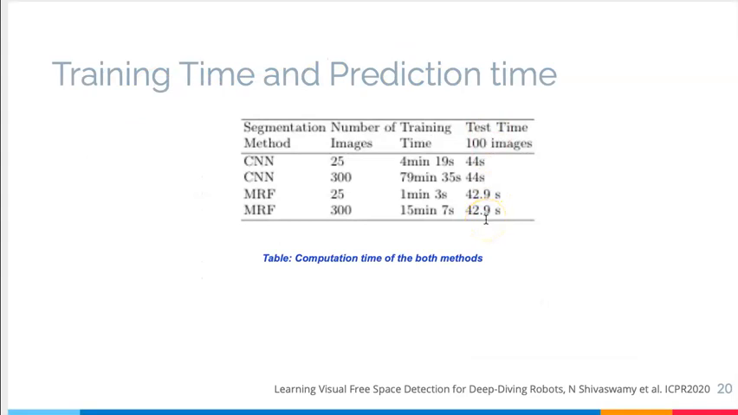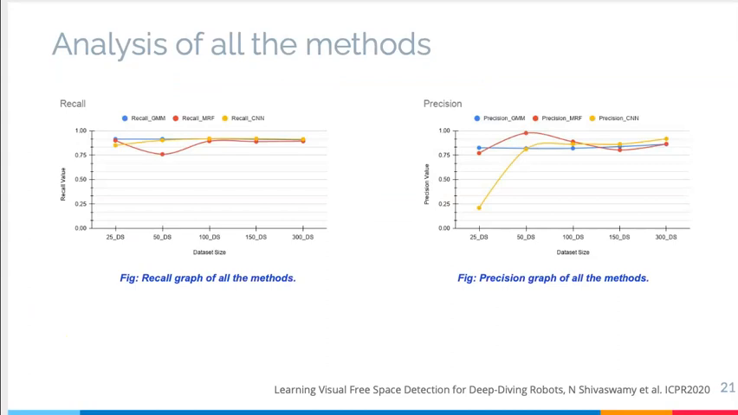We can observe that CNNs have a higher training time compared to MRF. And also prediction time is not really vast comparing both of them. To analyze all the methods, we use recall and precision.